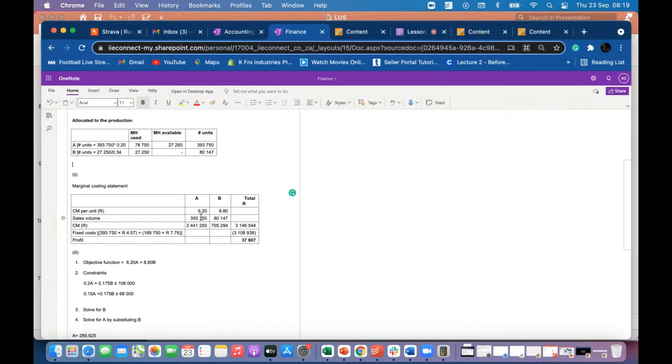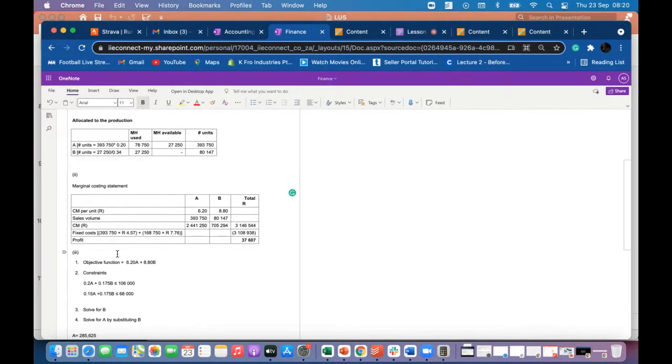You could also start with the selling price, then include the variable cost, and it's just a longer way, but then you arrive at this same amount here of 2,441,250, and you arrive at this contribution or marginal income also of 705,298 for product B. You add those two together, you get this 3 million. That's now your total marginal income. Then you say, what about my fixed costs?